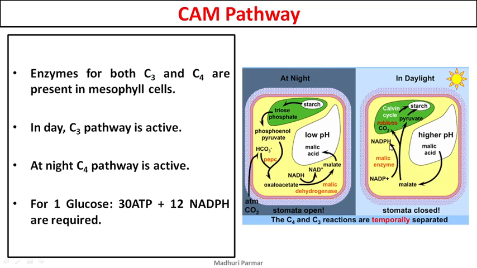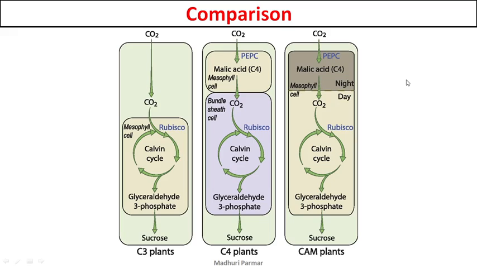So can you see it is a bit of both? You can see C3 pathway as well as C4 pathway. Clear? Here also, same as C4 pathway, one glucose requires 30 ATP and 12 NADPH. It is same as C4 plants. Everything is same as C4 plants, except here you do not have bundle sheath cells and mesophyll cells. You just have one type of mesophyll cell.